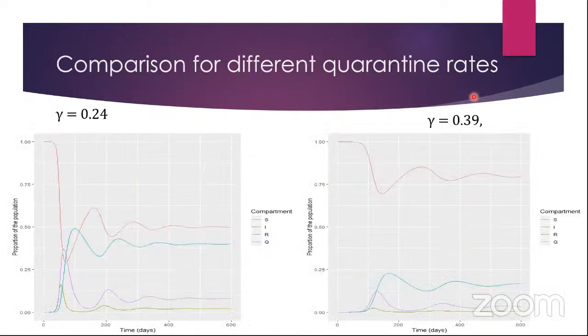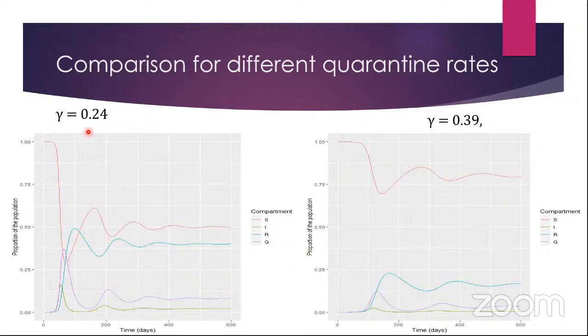Now we do a comparison for different quarantine rates, gamma. In the first case, gamma is taken to be 0.24, and in the second case, gamma is taken to be 0.39, with all the rest of the parameters remaining the same. In the first case, we see that the red line, which corresponds to the proportion of the susceptible population, approaches 0.5, whereas in this case it approaches around 0.8.